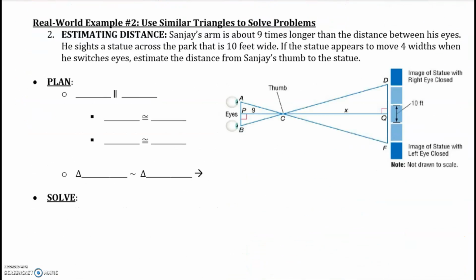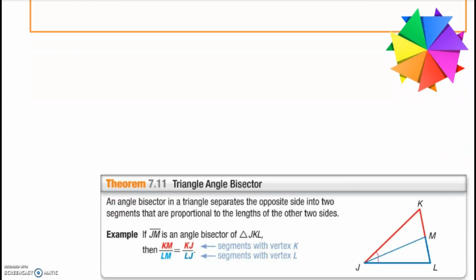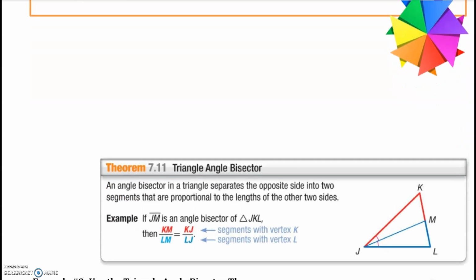All right, we're going to go all the way to our triangle angle bisector theorem. Notice we have one triangle here. Before, we were comparing two triangles that were similar. This one is just one. An angle bisector of a triangle separates the opposite side into two segments that are proportional to the lengths of the other two sides. Notice that my angle bisector splits this side into KM and ML.